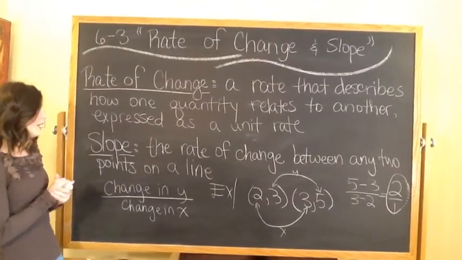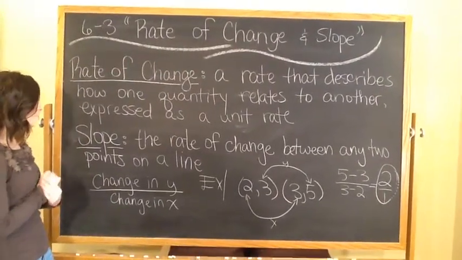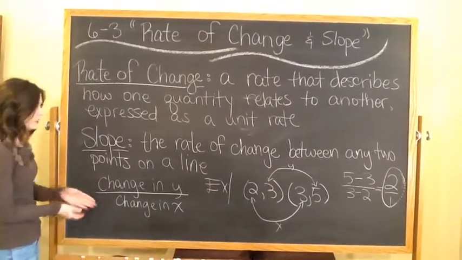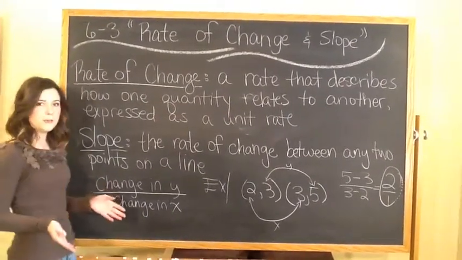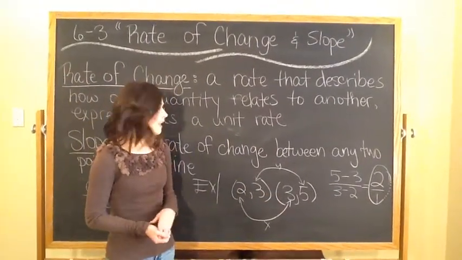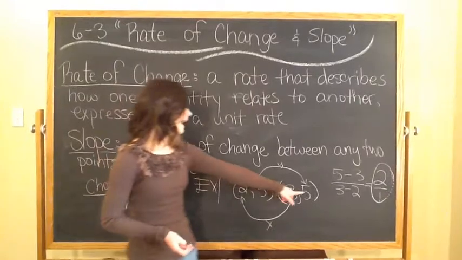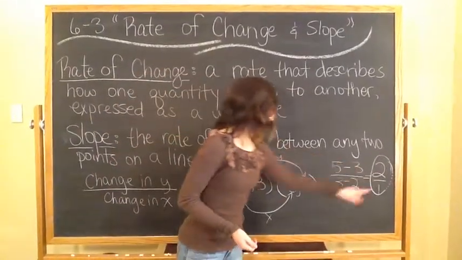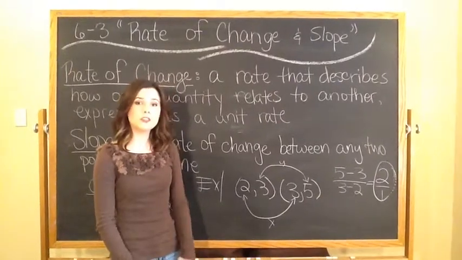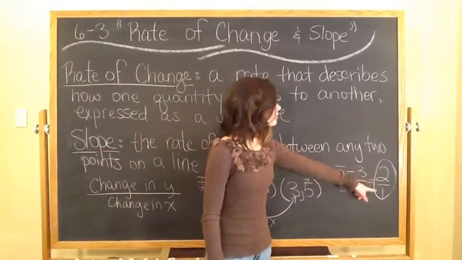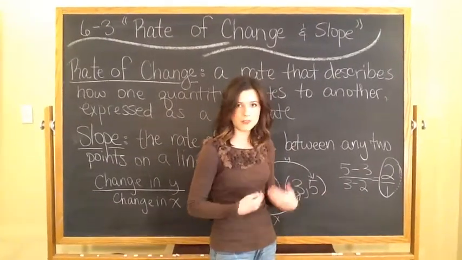The slope is the rate of change between any 2 points on a line. So basically we have our change in y over the change in x. For example, this is what it would look like. If you had these 2 points on a line, we would subtract the y values, so 5 minus 3, which gives us 2, over the difference in our x values, which is 3 minus 2, which gives us 1. So 2 over 1, that is our slope of the line.